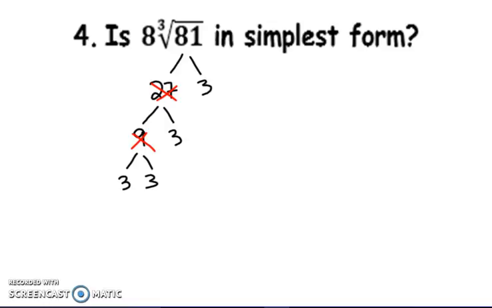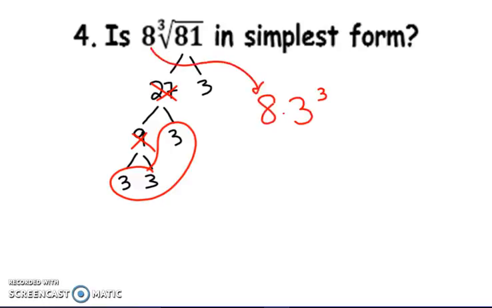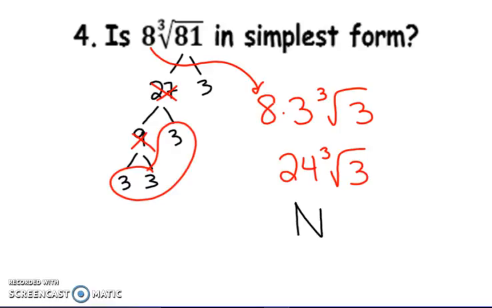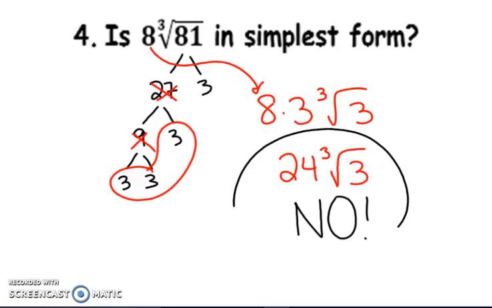From here, we circle our triplets. Well, I have 3 triplets. If I have 3 triplets, that means I'm pulling something out. So in this case, it would be 8 from the original problem times 3, and then the cube root of 3. Well, 8 times 3 is 24, and the cube root of 3. So is this in simplest form? No, it was not in simplest form. Simplest form would be 24 times the cube root of 3.